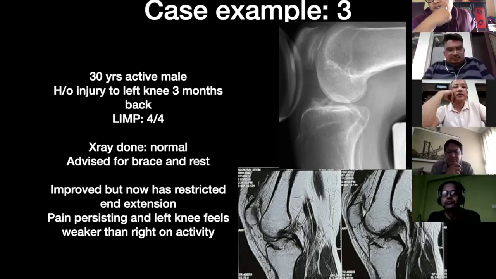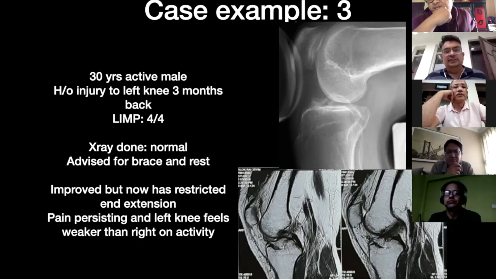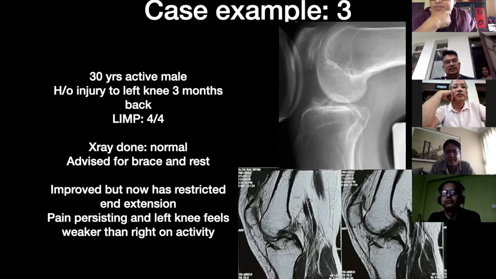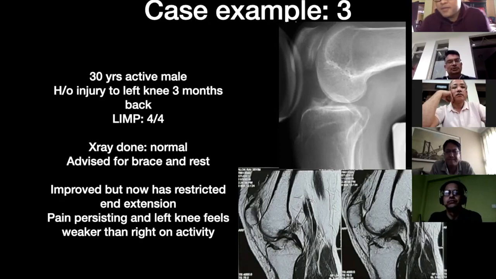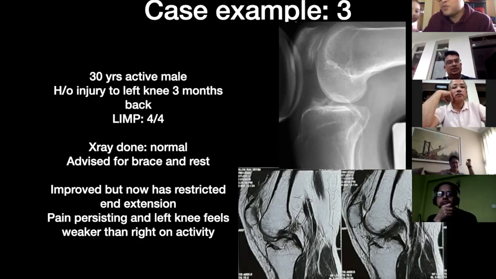If you read our chapter, it's very important to do an X-ray in extension. If you find that the bone spike is abutting your femoral condyle, then probably it is going to damage your femoral cartilage, so you have to intervene as soon as possible. But if there is a gap between the tibial spine and the femoral condyle in full extension, you can still try conservative management.